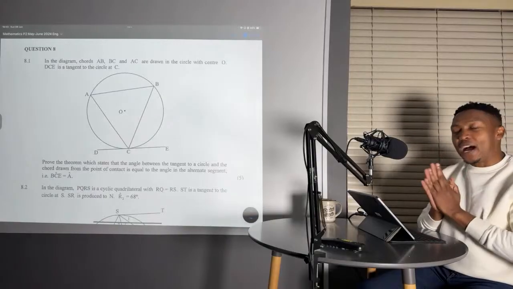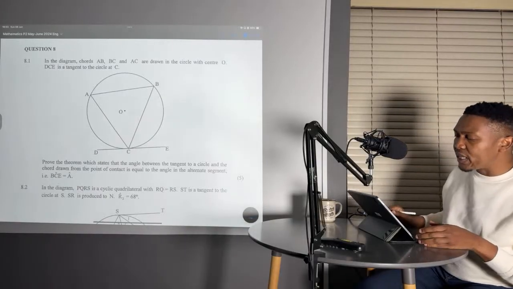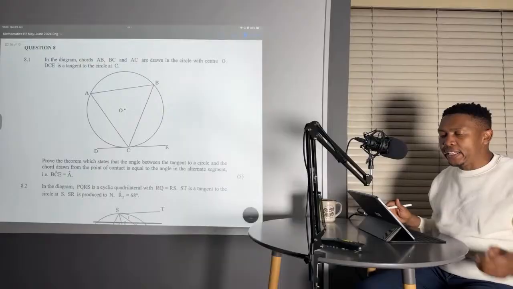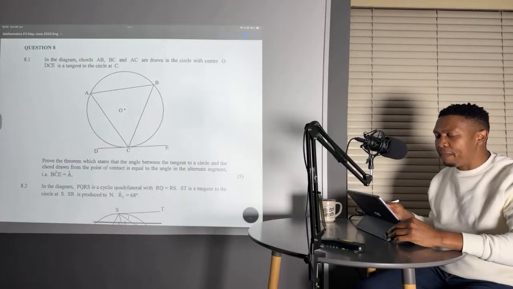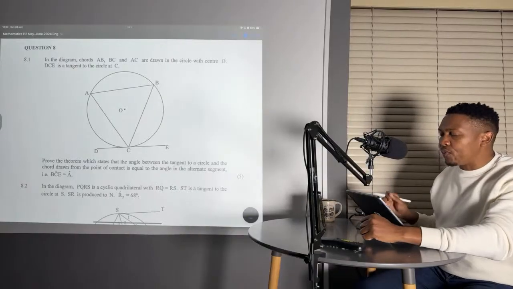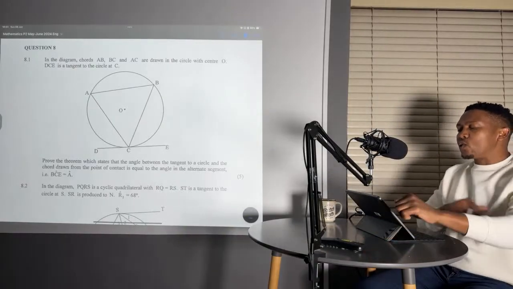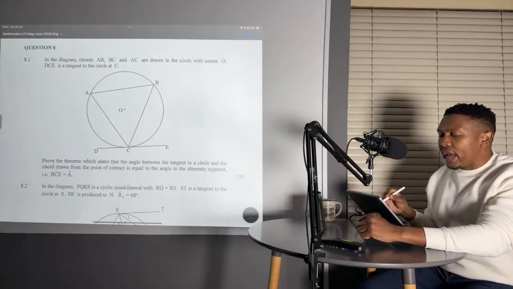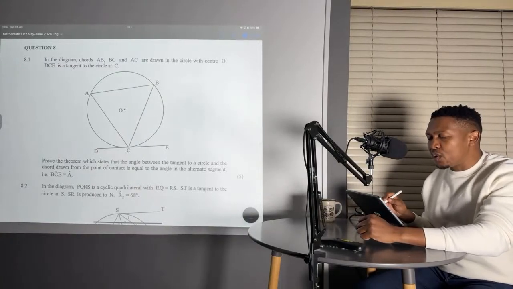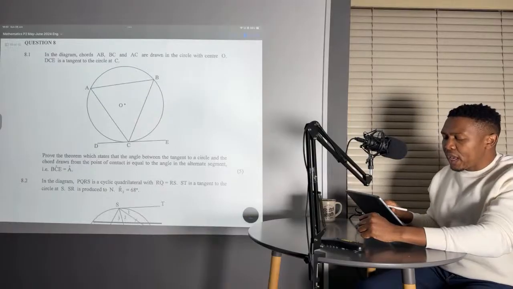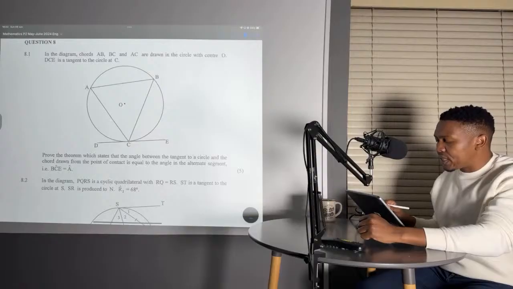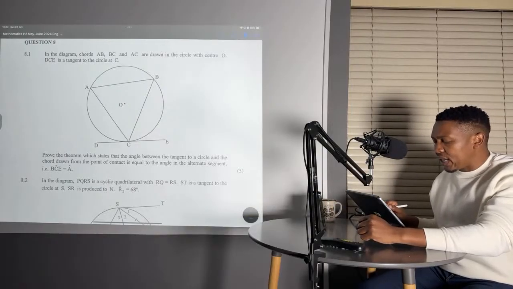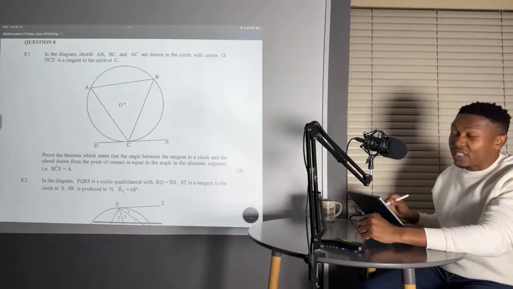All right, now let's get right into it. I'm going to start with question 8, and this is quite a popular question. They say to us in the diagram, we've got chord AB, BC and AC, which is drawn in the circle with center O, and BCE is a tangent to the circle at C. Now they want us to prove the theorem which states that the angle between the tangent of a circle and the chord drawn from the point of contact is equal to the angle in the alternate segment.